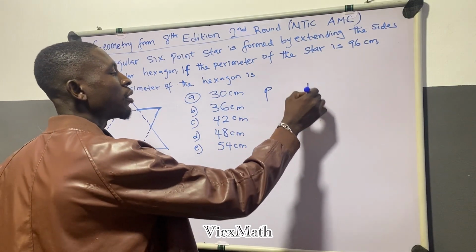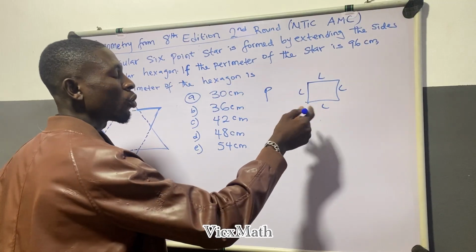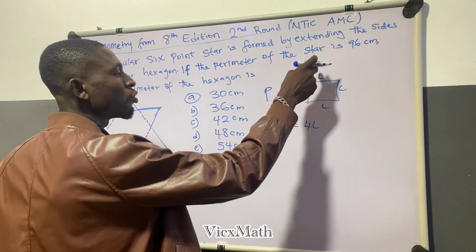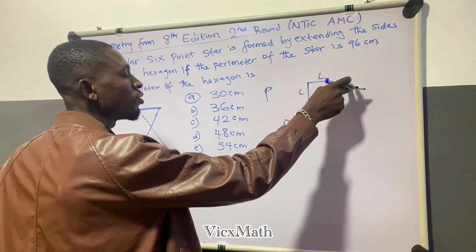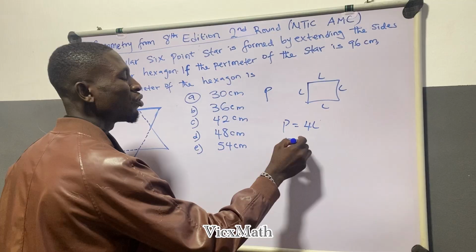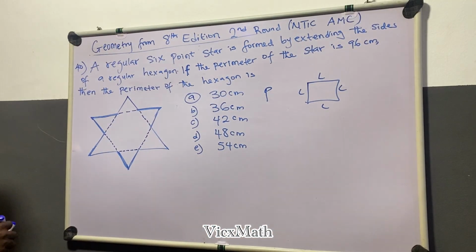So if we have a square, all sides are equal. That's why we say the perimeter of a square is 4L, meaning that you add the distances around the shape: this plus this is 2L, 3L, 4L. So it's just the distance around the shape. Let's not waste time on that. Let's go to the question again.